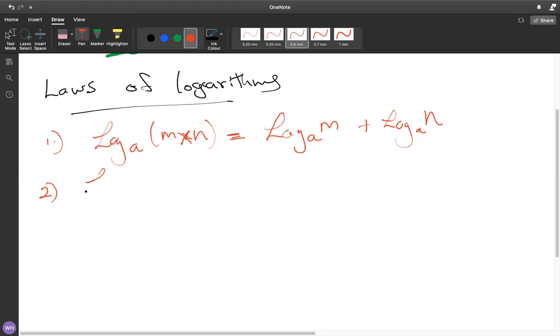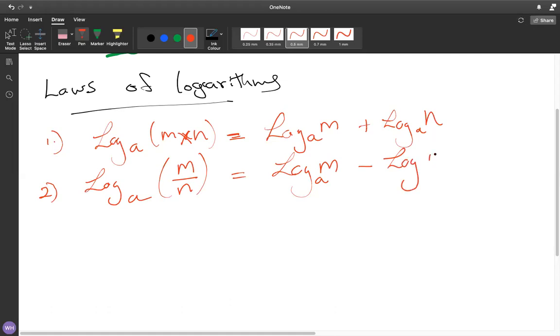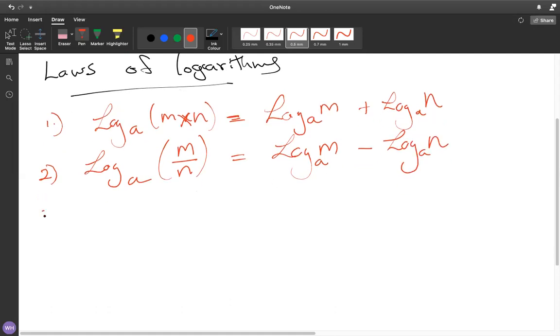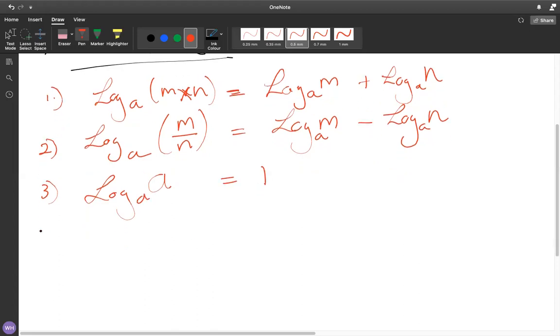The exact opposite of this one is the division. So log m divided by n to the base a will be equal to logarithm of m to the base a minus logarithm of n to the base a. Now the numerator one will be written first, and the denominator one will be written second, and it is being subtracted, right? And the other one which you have learned is logarithm of any number to the same base will be equal to 1, right? And the other one is logarithm of 1 to any base is always equal to 0.